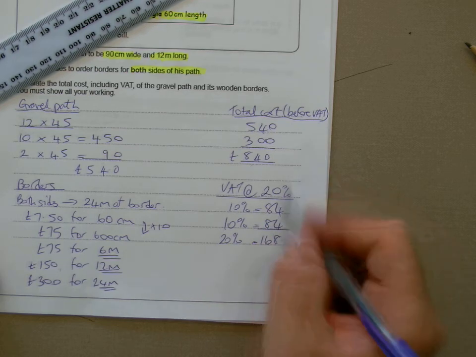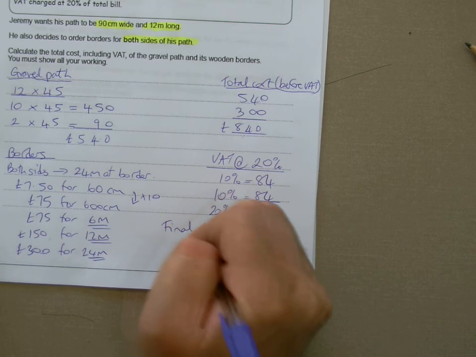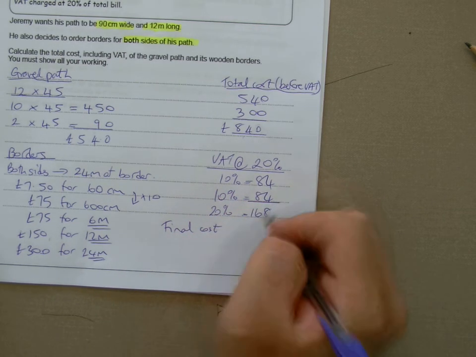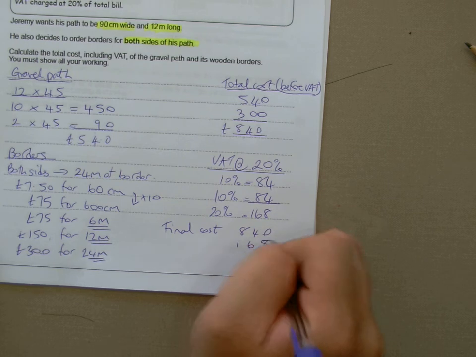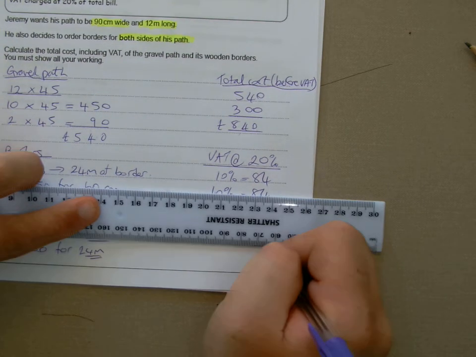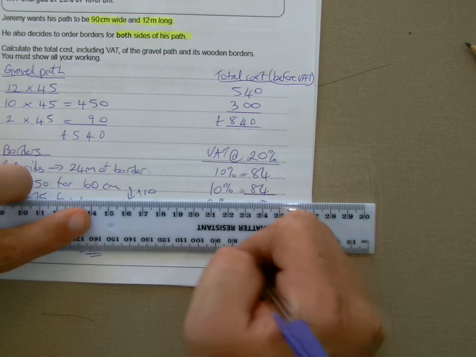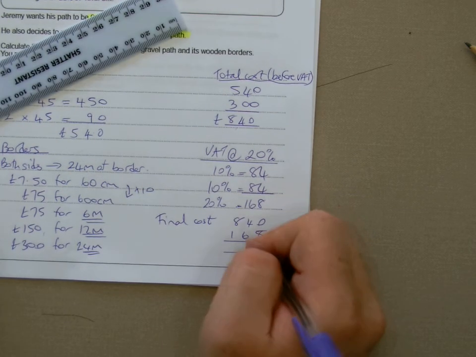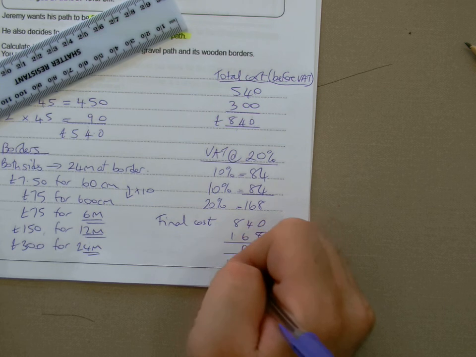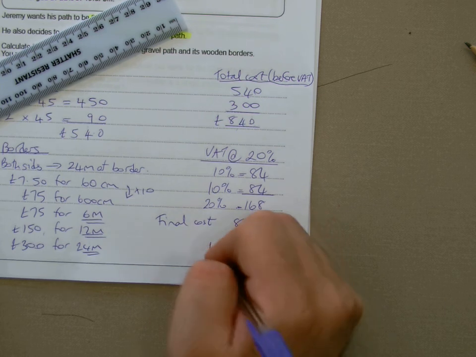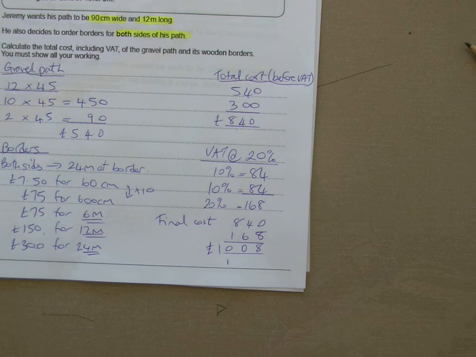And then, to get the total cost including VAT, so the final cost, add those two together. So 840, 168. That'll be an 8. That'll be 10, so 0 carry 1. And that 8 and 1 is 9, plus the 1 is 10. So £1,008 in total.